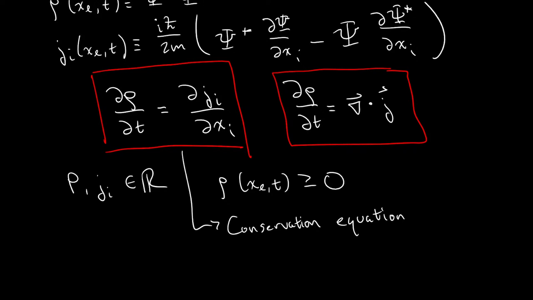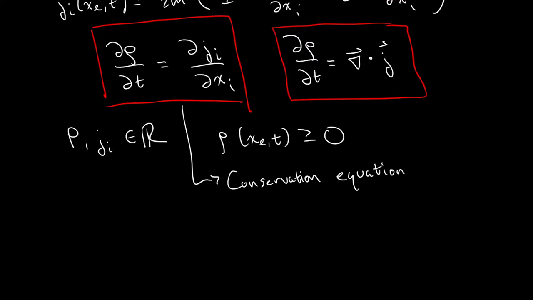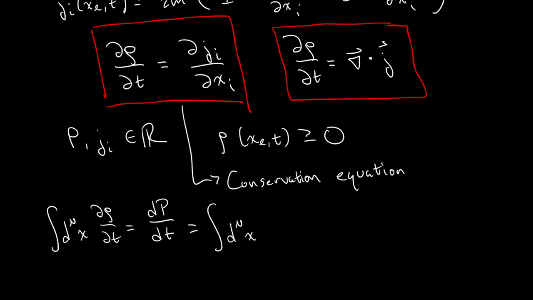So to see why this is, what we're going to do is integrate both sides over space. Say we're working in n-dimensional space. We can integrate this, d^n x of dρ/dt. We'll just call this d/dt of P, just give it some name. And then the right-hand side, I have something like d^n x, ∂_i j_i. I'm going to actually rewrite it as del dot j, a little bit more suggestive of a form.